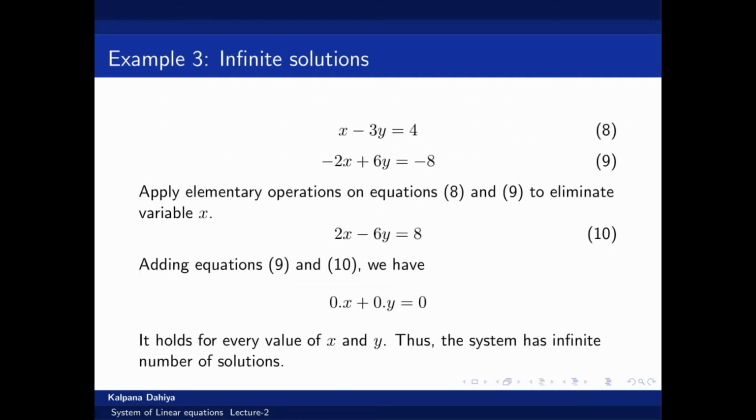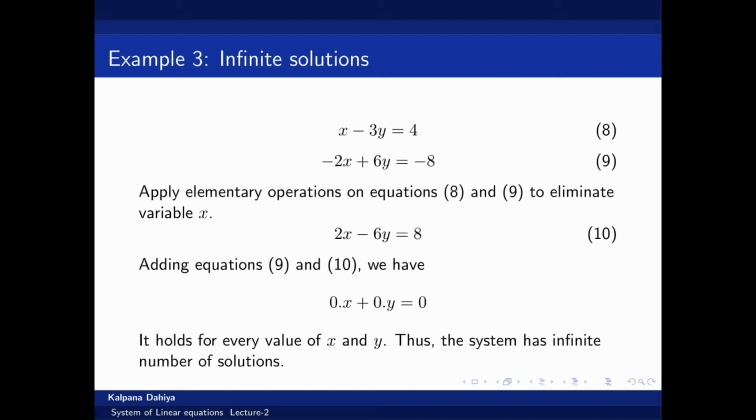Consider example number 3, when we have infinite solutions for a given system of equations. Equation number 8 is x minus 3y equal to 4, and equation number 9 is minus 2x plus 6y equal to minus 8. So we apply the first step, that is forward elimination. I will multiply equation number 8 by 2. I will get equation number 10: 2x minus 6y equal to 8. Now add equation number 9 and 10. I will get 0 times x plus 0 times y equal to 0.